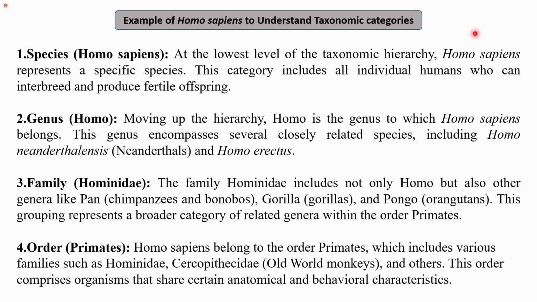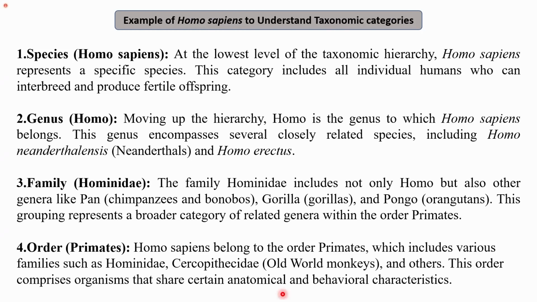Now all these Homo genus belong to the family Hominidae. The family Hominidae also includes not only Homo but also other genera like Pan, that includes chimpanzees and baboons, etc., Pongo and Gorilla. This group represents a broader category of related genera within the order Primates. So the order Primates includes not only the Hominidae but other animals like those that belong to Cercopithecidae, that is Old World monkeys and others. This order comprises organisms that share certain anatomical and behavioral characteristics.